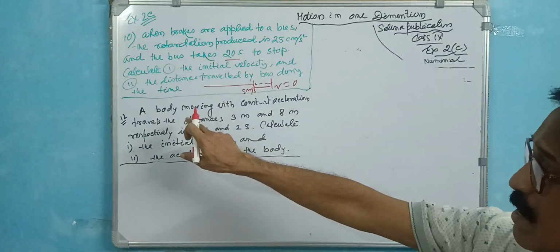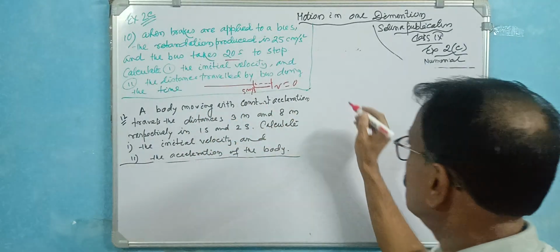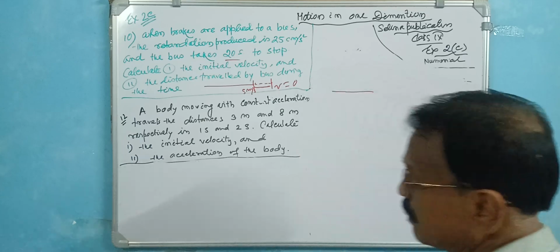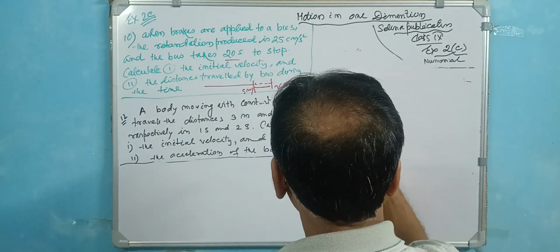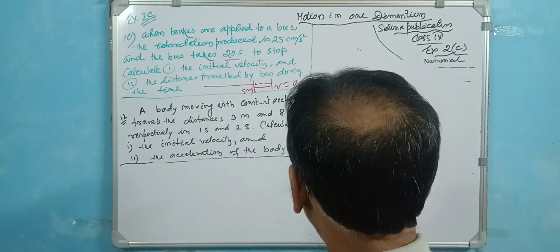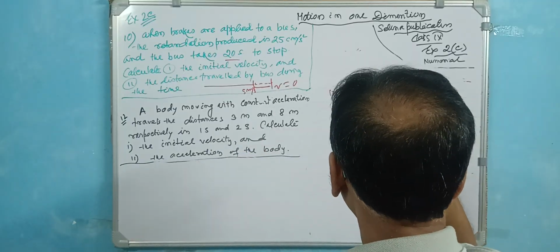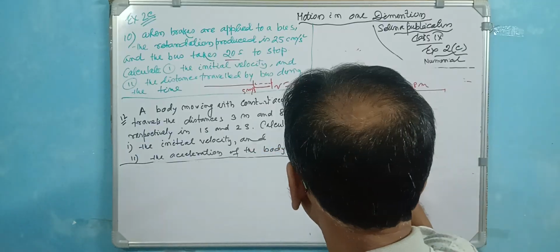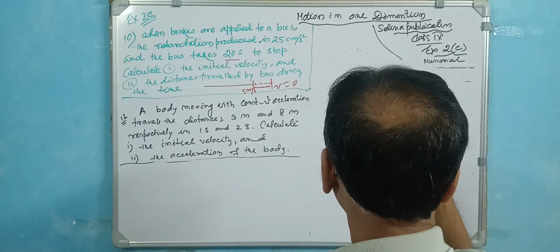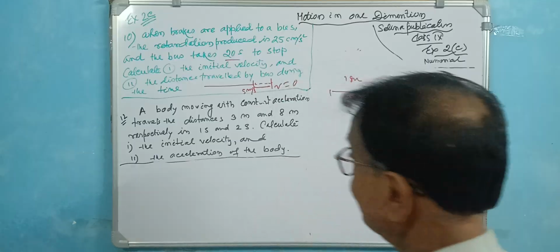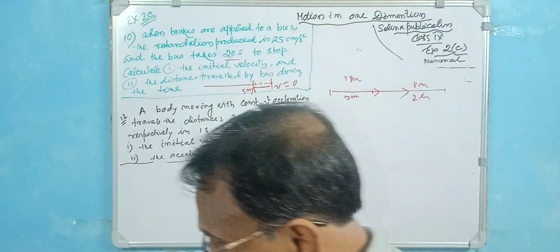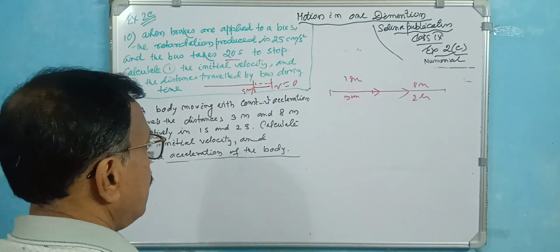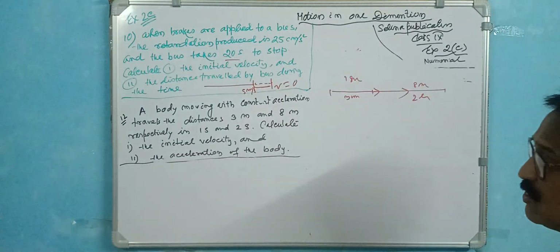A body moving with a constant acceleration travels a distance of 3 meter. Suppose this is 3 meter and this is 8 meter. This is 1 second and this is 2 seconds. Okay, moving in this way. Calculate the initial velocity and the acceleration.